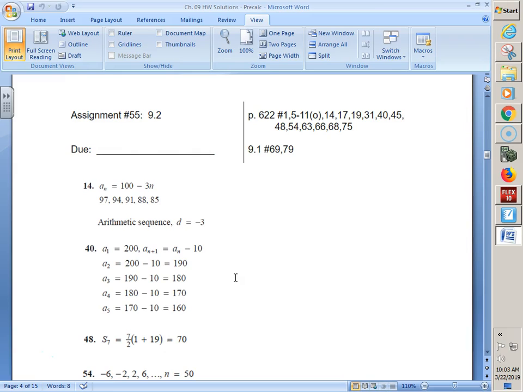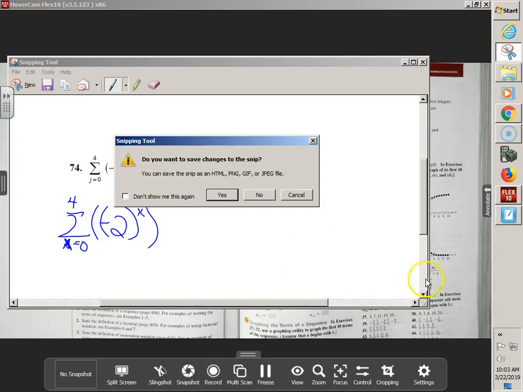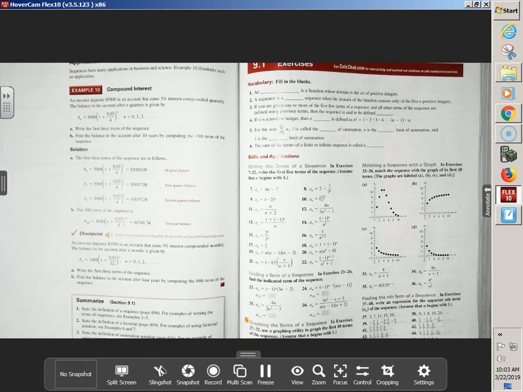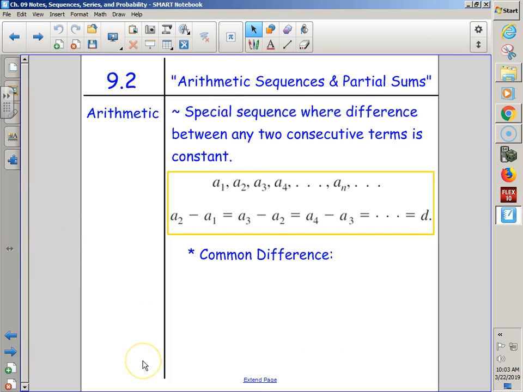Okay, cool kids. So we're good on 9-1? That was fairly painless. Cool. Let's go ahead and go to 9-2. And get rid of all that. Let me freeze the screen for just a second.